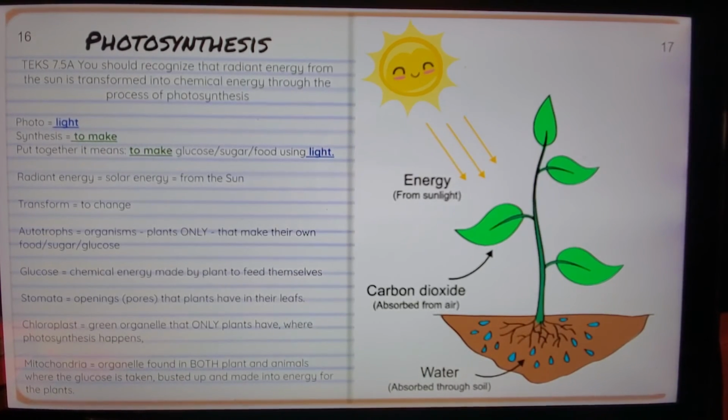So please, in your page 17 of your notebook, draw this plant. Notice that it's kind of more in the middle. You're going to be doing some more writing on the right-hand side of this page, so you want to leave that free. And go ahead and draw your energy source, the sun, the carbon dioxide being absorbed through the leaf, and then the water being absorbed through the soil by the roots.